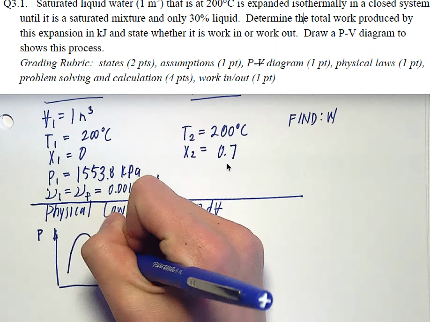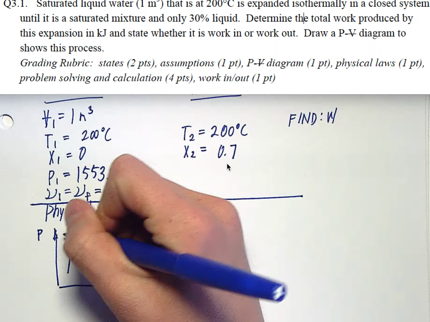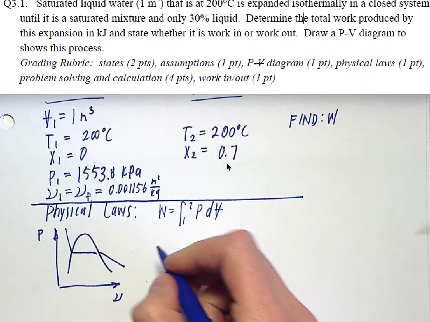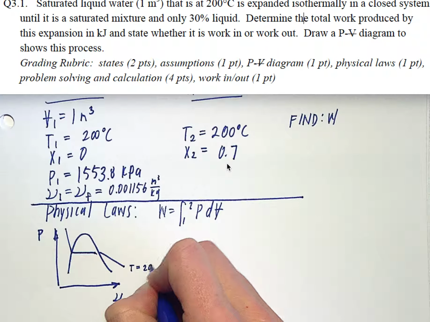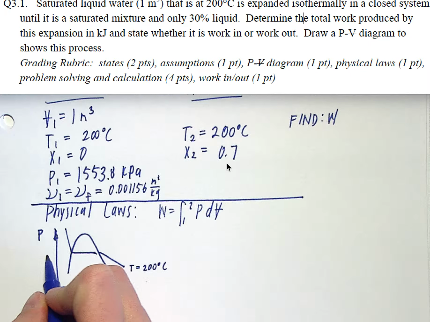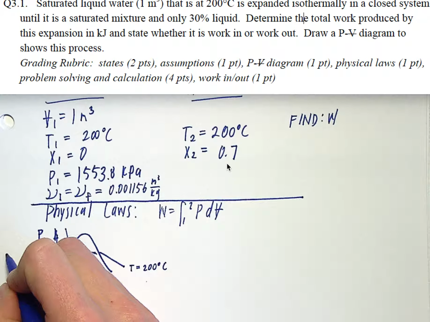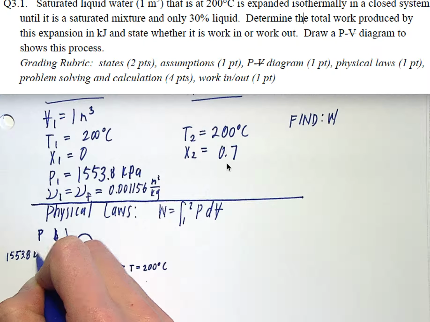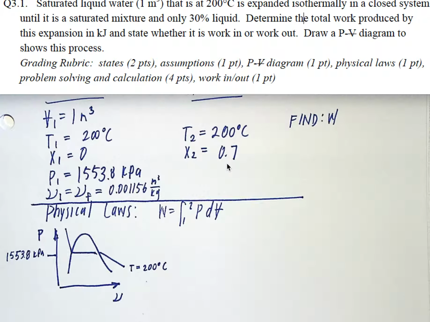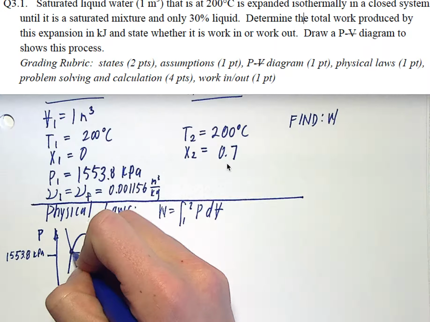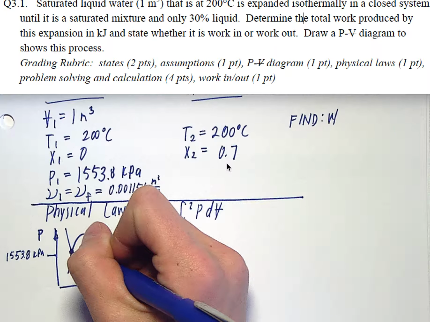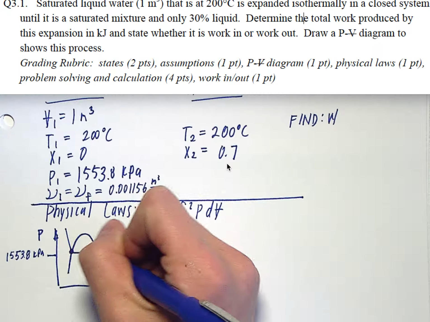So we're going to draw the phase boundary curve, and we're going to draw a sample constant temperature line. So this is a constant temperature of 200 degrees C, and we just looked up the saturation pressure here, which was 1553.8 kilopascals. So state 1 is right on the liquid boundary, the liquid boundary on the left side of the saturated region.